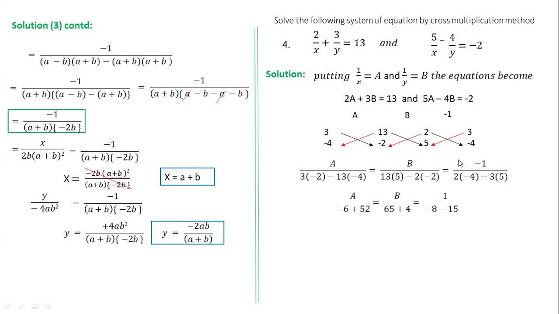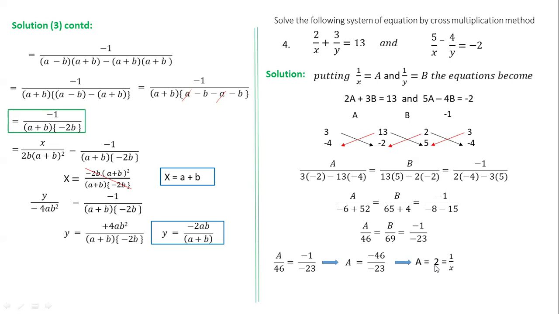2 3s are 6, 13 4s are 52, minus minus plus. 13 5s are 65, minus minus plus, 2 2s are 4. Then minus 8, minus 15. So it becomes a upon 52 minus 6 is 46, b upon 65 plus 4 is 69, and minus 1 upon minus 23. Equate the first and last. This will give you minus 46 upon 23, minus minus cancels, and 23 2s are 46. A is equal to 2.